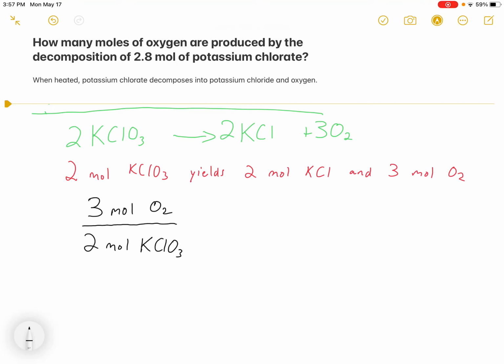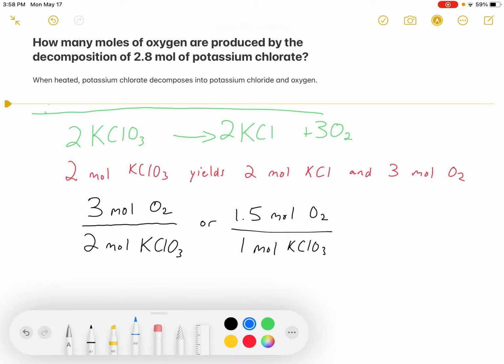chlorate, right? And that straight line separating the 3 moles O2 and 2 moles KClO3, that is the line separating the numerator and denominator of a fraction, and that line means per. The divide function mathematically means per. So there's 3 moles of oxygen per every 2 moles of potassium chlorate. If we put this into lowest terms, then that becomes 1.5 moles of oxygen per every 1 mole of potassium chlorate.